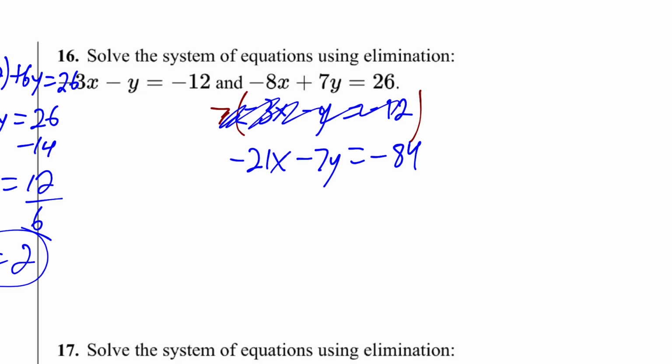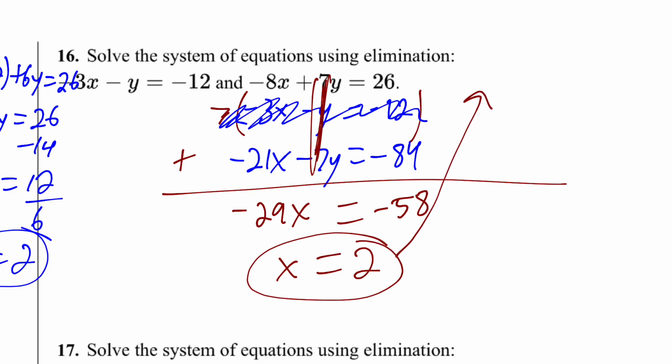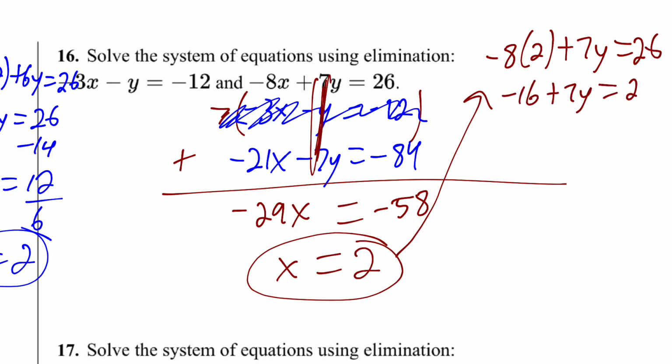I'm going to cross out this one, and I'm going to add straight up and down. Negative 29x, y's cancel out, is equal to negative 58. So that tells me that x is 2. And if I plug that back in, we'll do negative 8 times 2 plus 7y is equal to 26. Or negative 16 plus 7y is equal to 26. Or 7y is equal to 42. Or y is equal to 6.